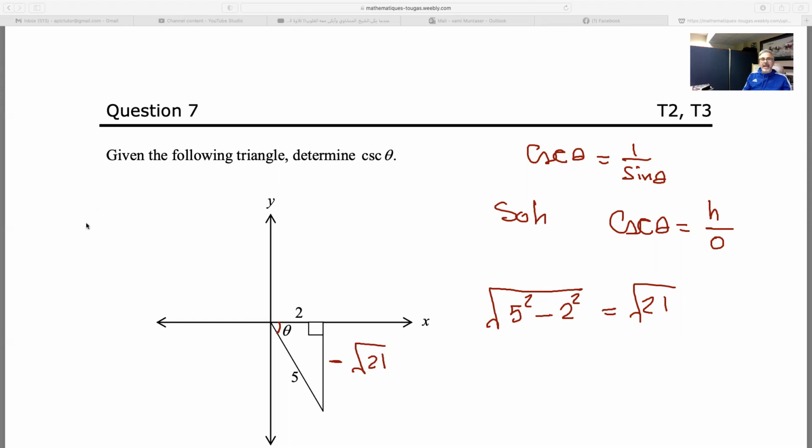Therefore, I'm just going to write the answer right here. Cosecant theta is opposite, negative root 21, over the hypotenuse, which is 5. And this question is answered. Move on to the next question.